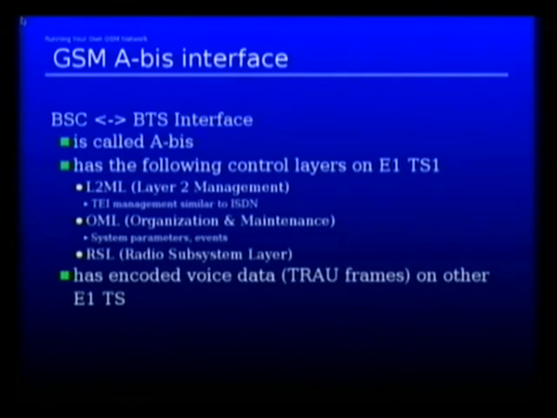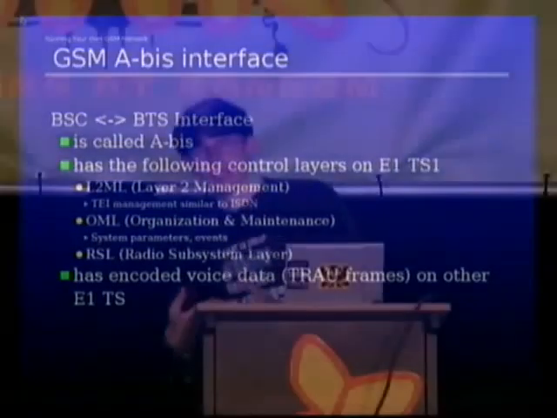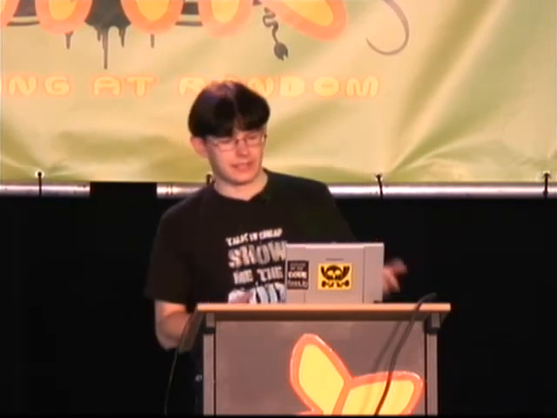The actual interesting part during operation of the network is the radio subsystem layer, the RSL. And RSL is used to actually open and close channels, to configure the encryption that is located inside the BTS for the air interface, and so on. This is for the signaling part. The actual voice data is transmitted in what is called TRAU frames, and it puts those TRAU frames into other E1 time slots than the one it uses for signaling purposes.